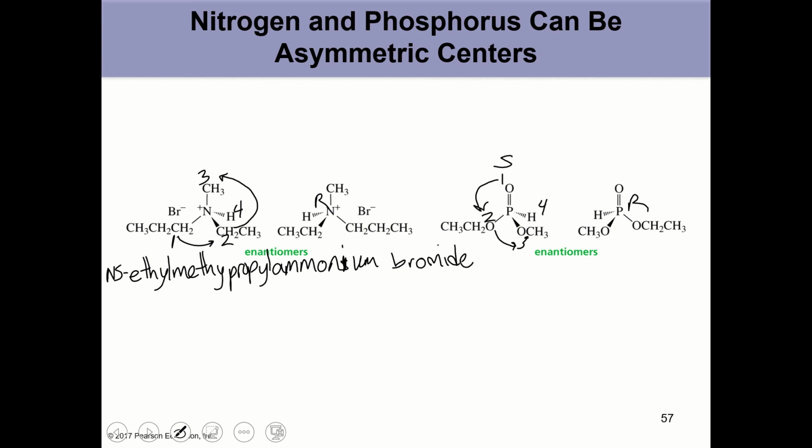This is simply so that you can be aware that when we defined asymmetric center, we defined it as any atom that has 4 different groups. So not only can carbon have 4 bonds to other things, nitrogen and phosphorus and some other atoms can have 4 bonds to other things.